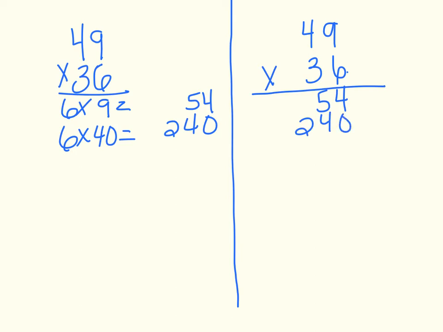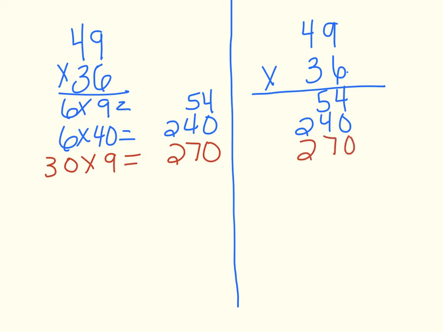240. Then I know after ones times tens, I'm going to look at tens times ones. So I want to look at the 3 tens, or 30, in the factor on the bottom, times the 9 ones in the factor above. That gives me 270. But I can do the same thing over here, just without writing out each step. So I know that 30 times 9 is 270.